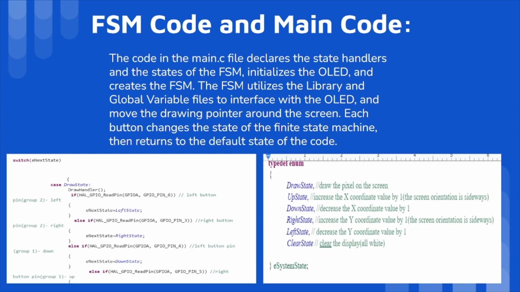The code in the main.c file declares the state handlers and the states of the FSM, initializes the OLED, and creates the finite state machine. The finite state machine utilizes the library and the global variables to interface with the OLED and move the drawing pointer around the screen. Each button changes the state of the finite state machine, then returns to the default state of the code.